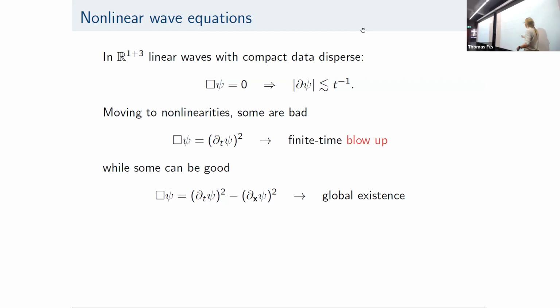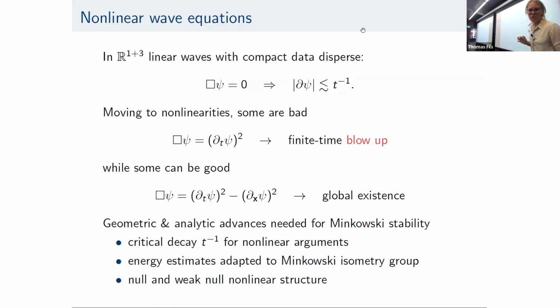But it turns out that, in fact, some nonlinearities can be good. If I just change this nonlinearity here and add a minus (∂_x ψ)^2, then Christodoulou and Klainerman separately showed that I have small data global existence. So just a very small structural change in the right-hand side, and very different PDE dynamics. This is what happens in Minkowski stability. You've got critical decay. This t^-1 decay is really critical for everything, and you need to understand lots of your nonlinear structure.